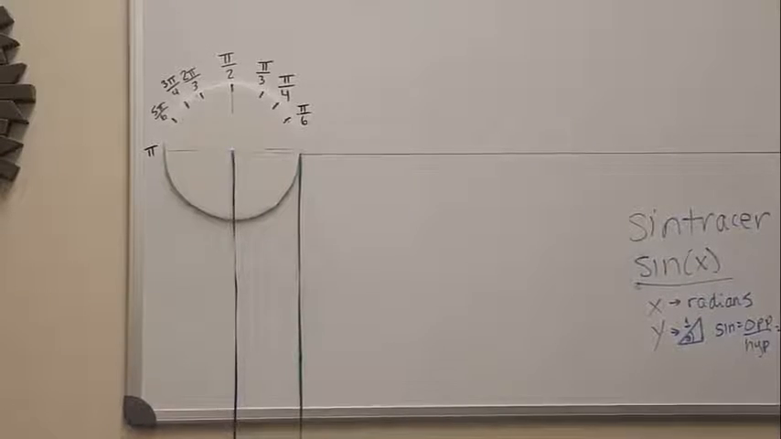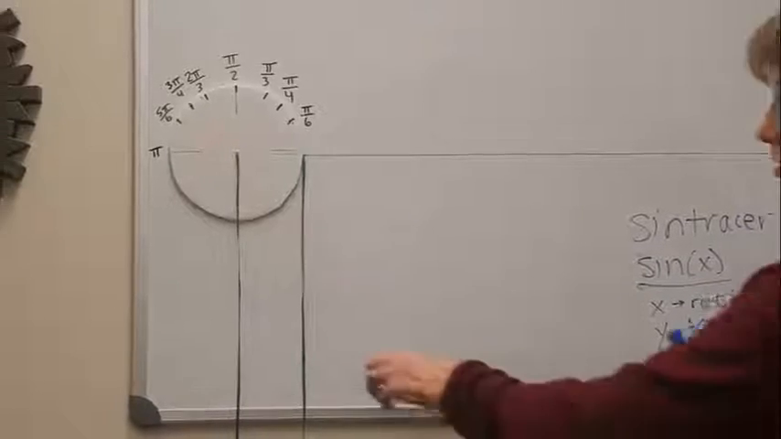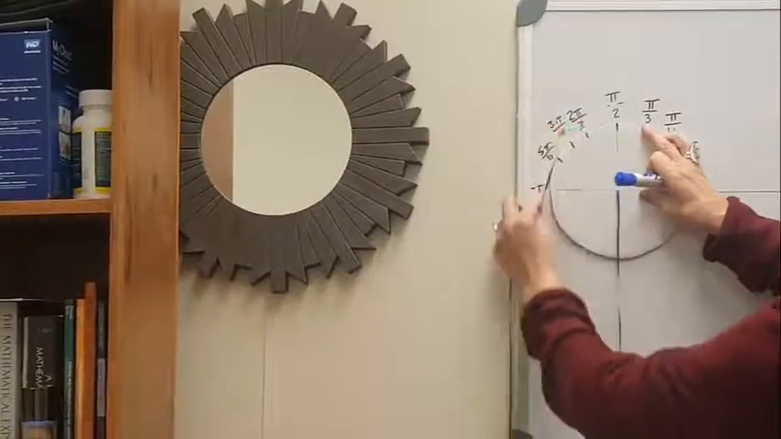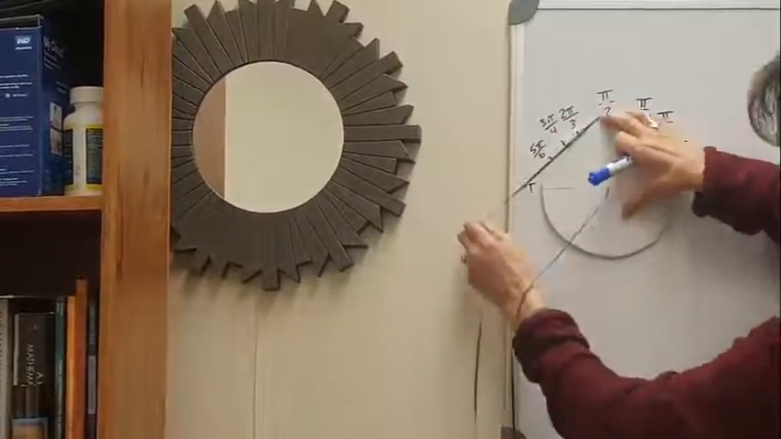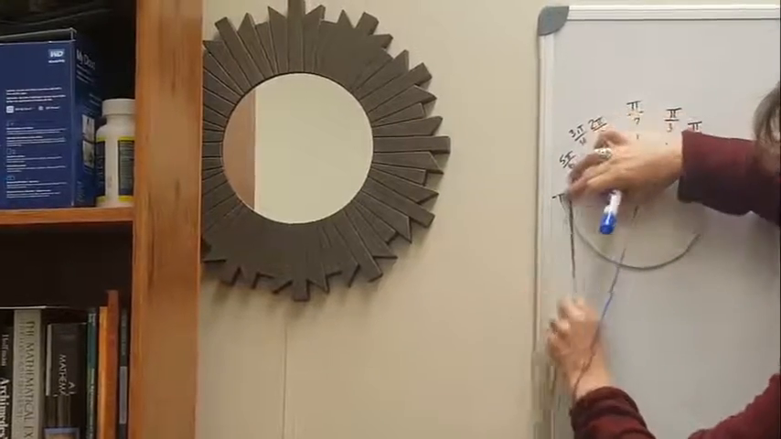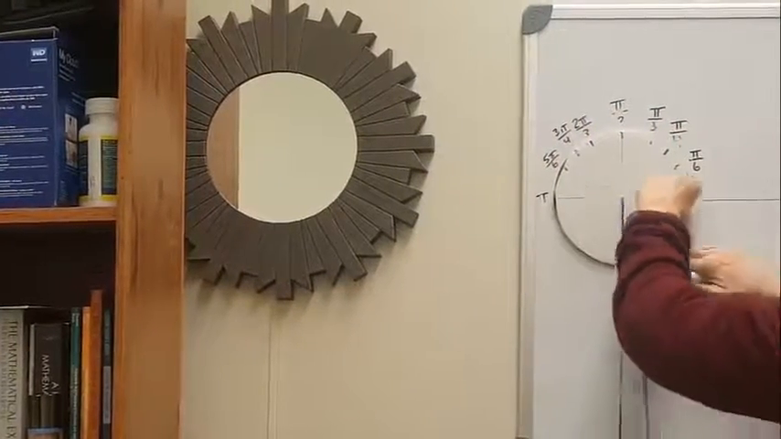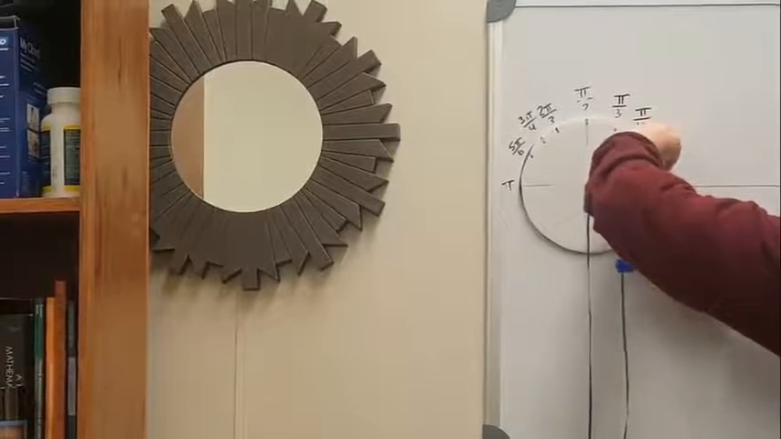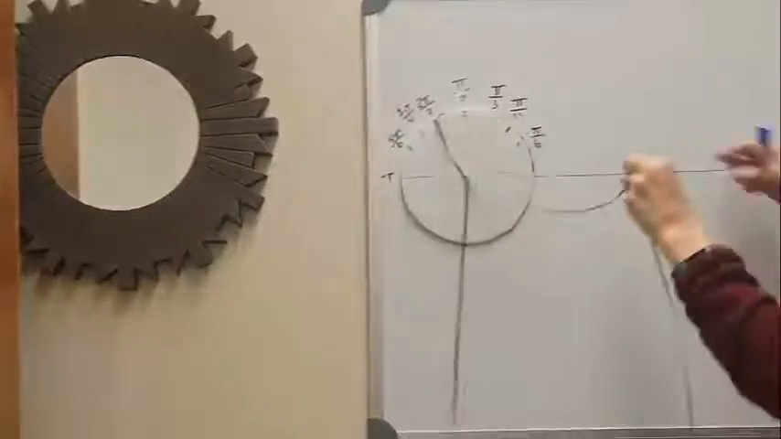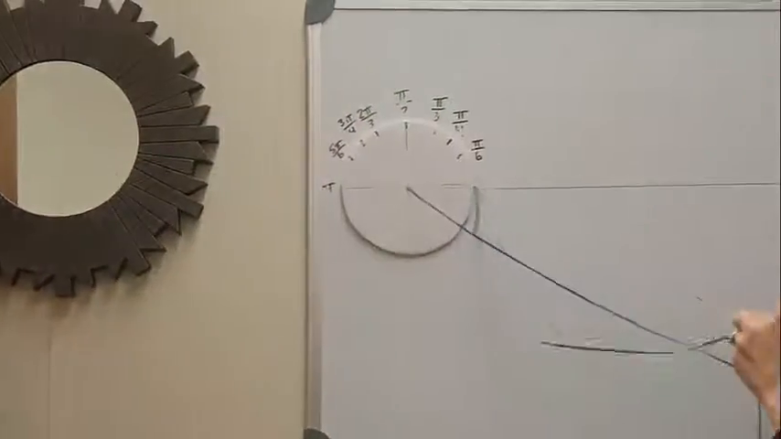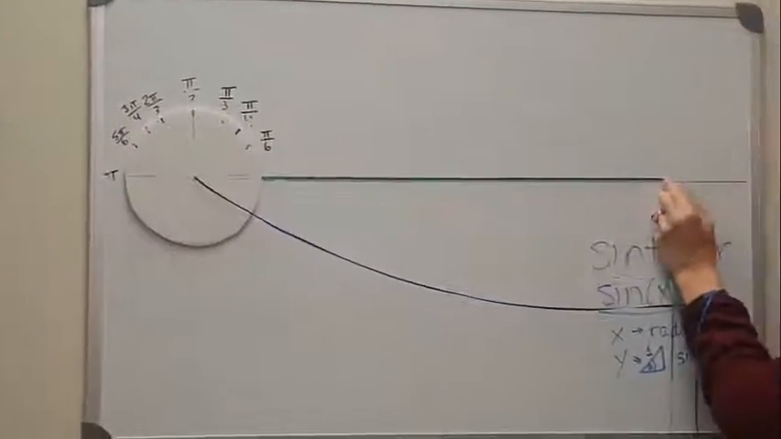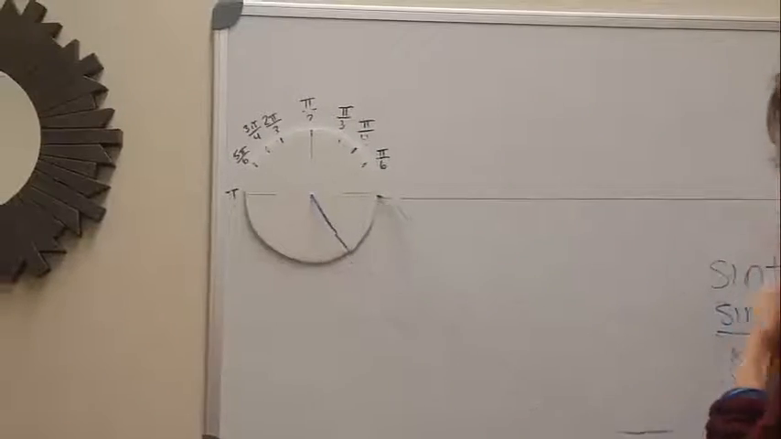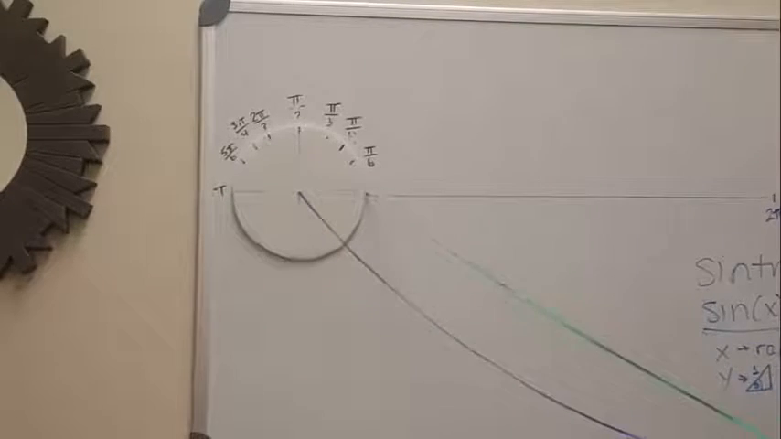So if a free point has traveled all the way around the circle, it's traveled 2 pi, because we know that the radius is 1, so the circumference is going to be 2 pi over 1. So this circle is 2 pi. So your sine tracer will fit. I'm not sure if it's going to fit here, but let's hope so. Perfect. Okay, so from there is 2 pi. That's 2 pi radians.